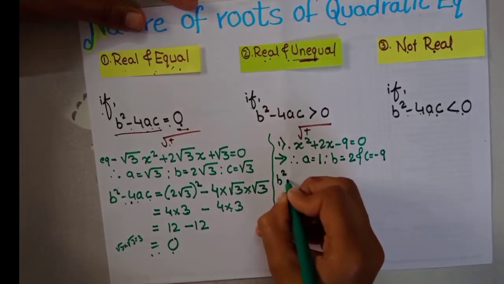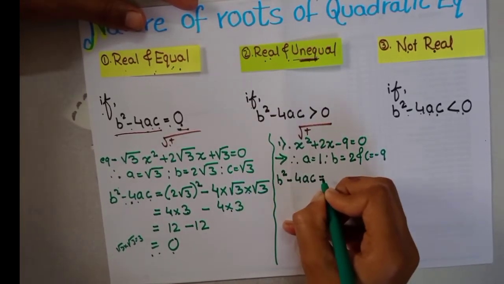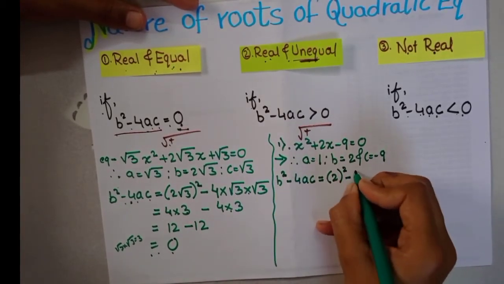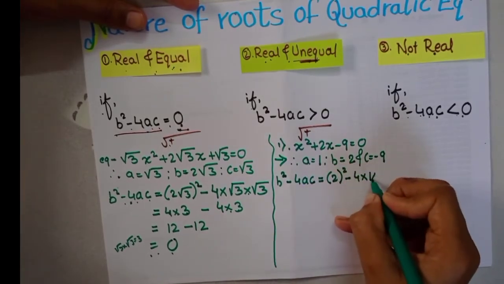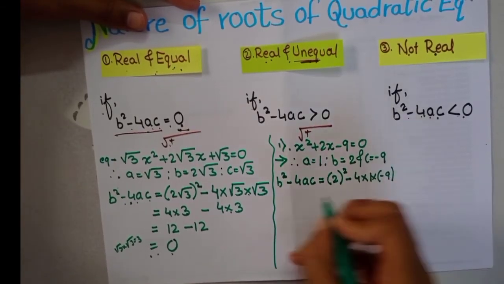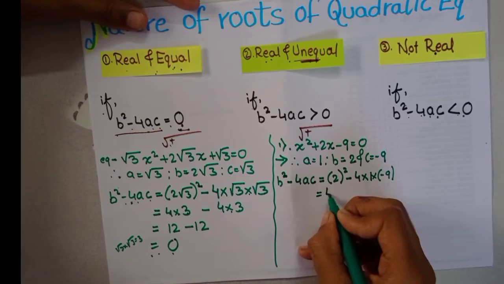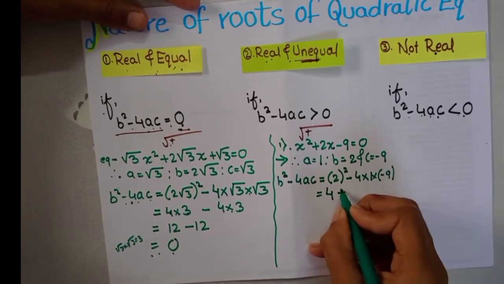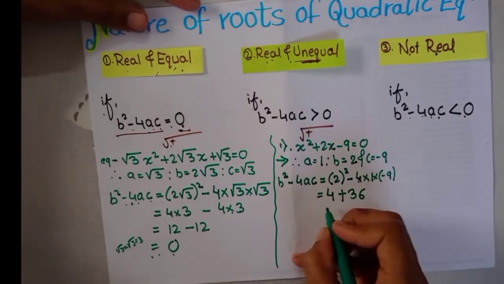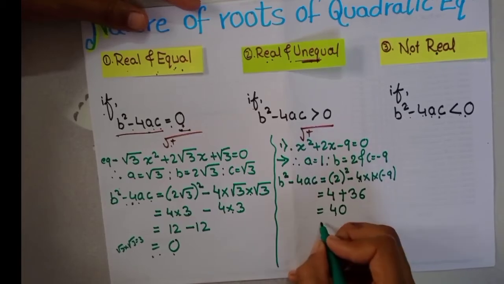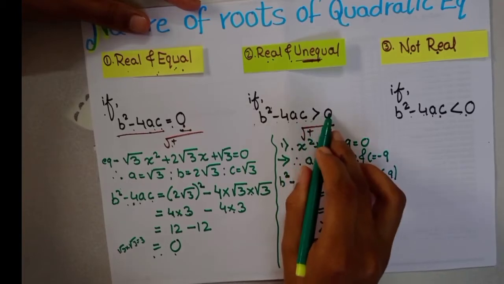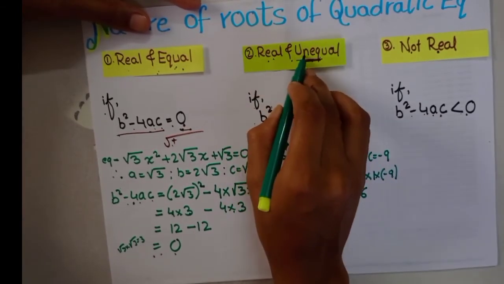Now, finding the value of b square minus 4ac: b square is 2 square, minus 4 into the value of a, which is 1, and the value of c, which is minus 9, not plus 9. So it is 4, and minus becomes plus, 4 times 9 is 36, which is equal to 40. 40 is greater than 0. Therefore, b square minus 4ac is greater than 0. The nature of the roots will be real and unequal.